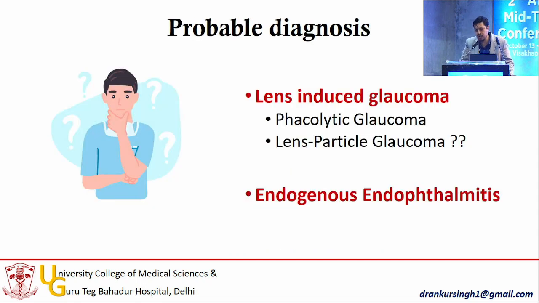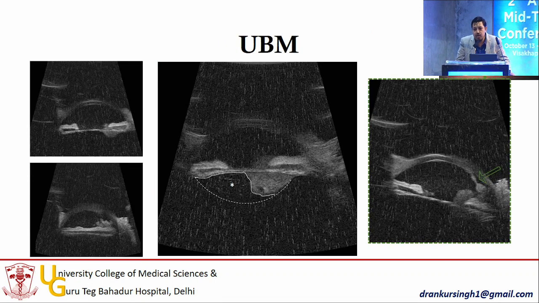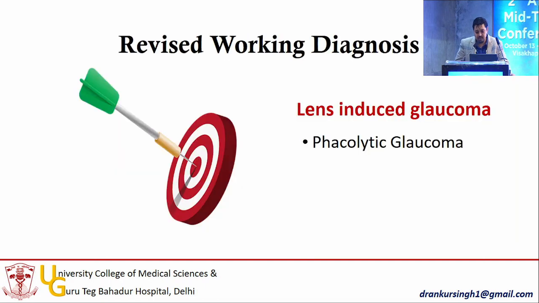So based on the history, the clinical diagnosis and ultrasonography, two diagnoses came to our mind. One is phacolytic glaucoma, or lens-induced glaucoma. Second was endogenous endophthalmitis. So we ordered a UBM to look at the lenticular status, and what we found was hyperechoic material in the anterior and posterior chamber inferiorly, with partially absorbed lens and liquefied cortex. The liquefied cortex was seen on UBM as a largely echo-free space between the two dotted and a solid line with few echoes. So we revised our working diagnosis to phacolytic glaucoma.